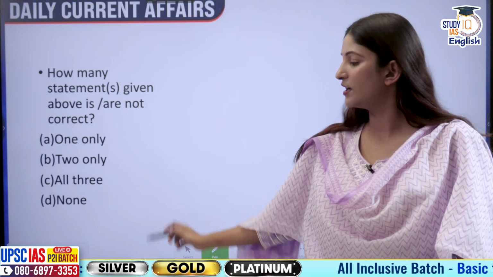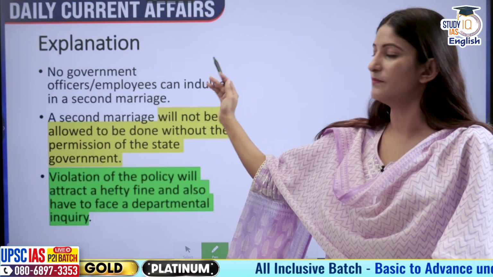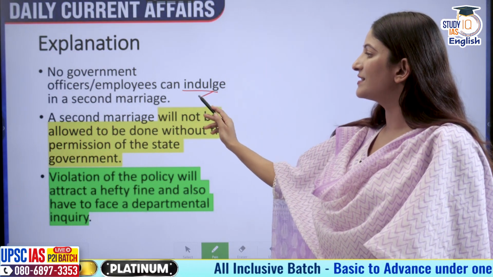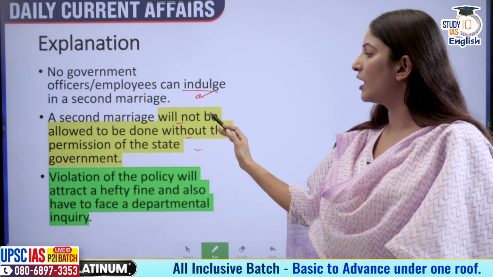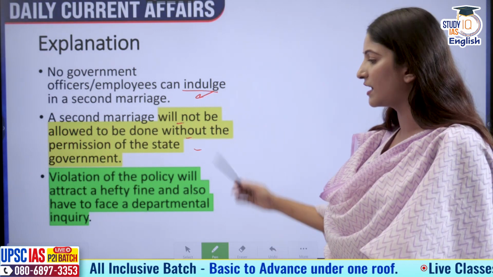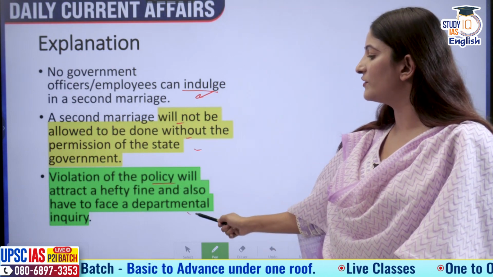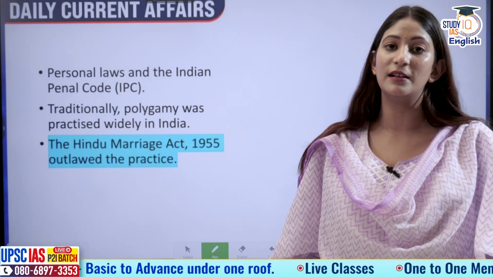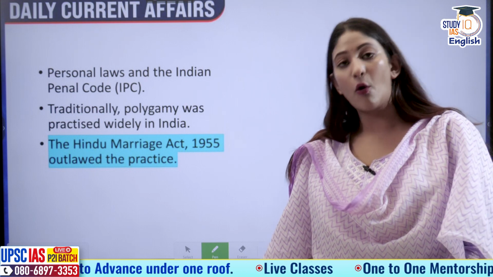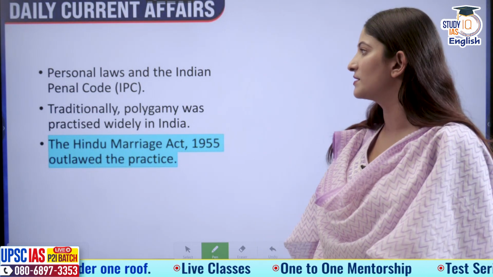How many are not correct? None are not correct. So no government officer, this is for Assam, employees can indulge in second marriage. A second marriage will not be allowed without the permission of the state government, even if your personal law does allow it, the Shariat for Muslims. Violation of the policy will attract a hefty fine. Also, a departmental inquiry will be set up. Also, penalties such as compulsory retirement can take place.